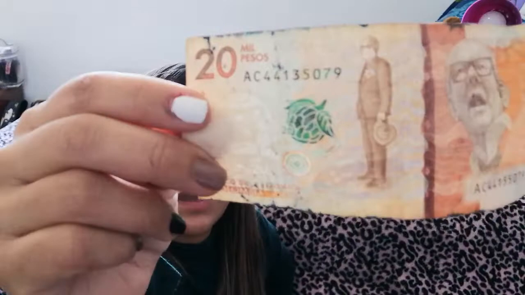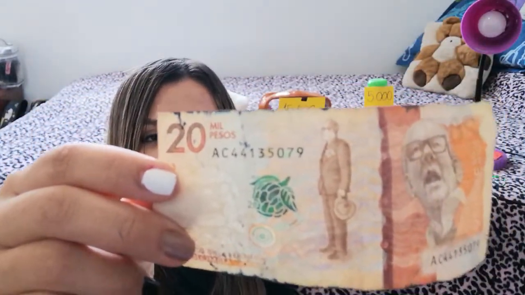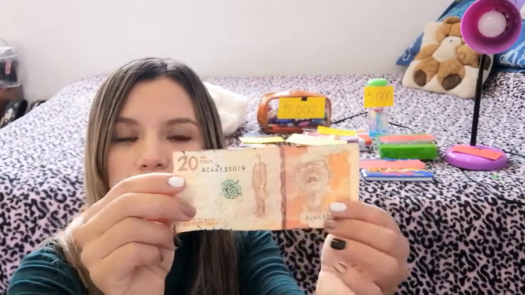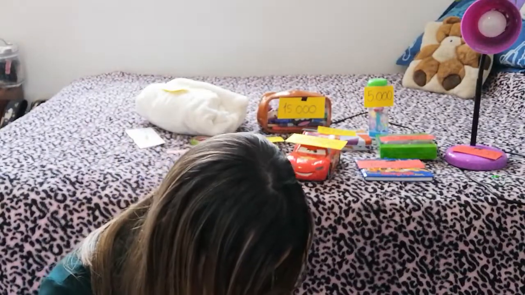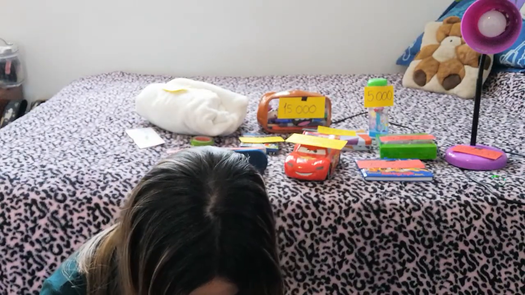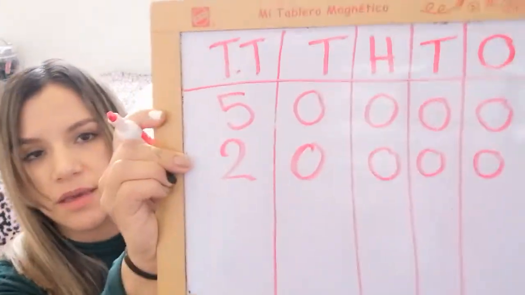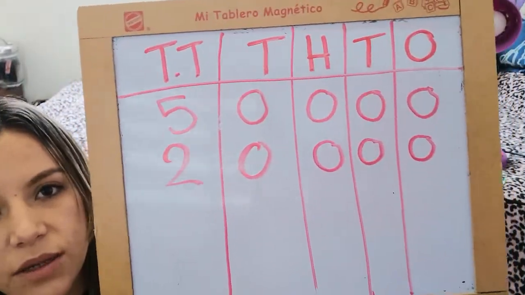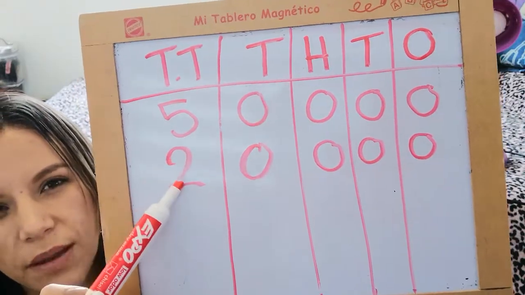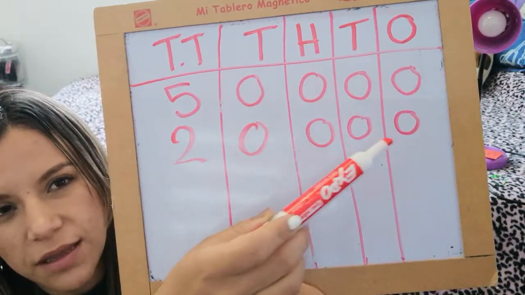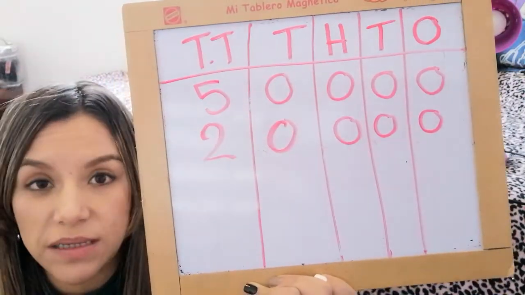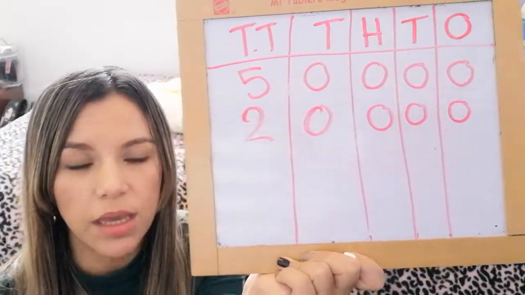Now let's go to this one. What number do you see on the bill? Yes, it's the 20. It means that this is a 20,000 pesos bill. Repeat, 20,000 pesos bill. And the 20,000 also has 4 zeros. Here you can see it. How many units on the 10,000s? Not 5, but 2. It has 0 on the thousands, 0 on the hundreds, 0 on the tens, 0 on the ones. But this is a big amount. Okay, let's keep going.